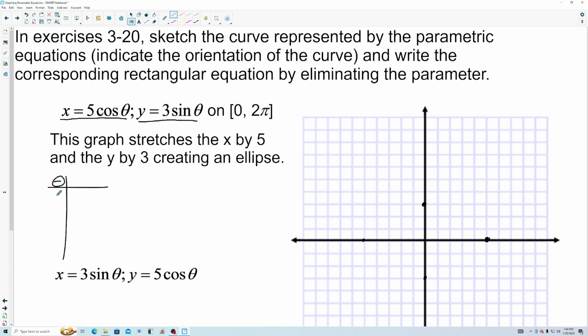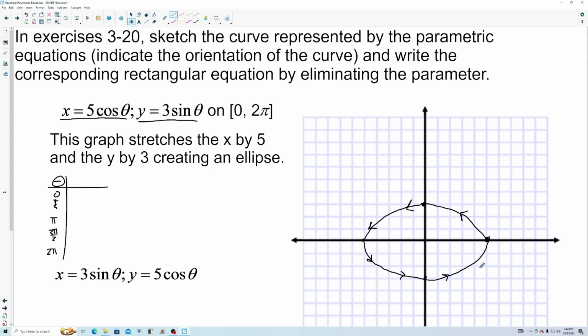And you can still make a chart. Go theta, 0, pi over 2, pi, 3 pi over 2, and 2 pi, and plug in all the values. But this is what you're going to get. It actually starts over here. So we have this ellipse, and also, again, in a counterclockwise direction, just like we do with the unit circle.